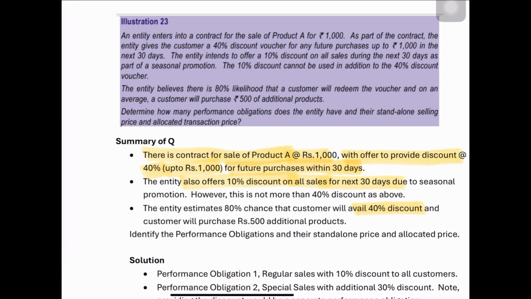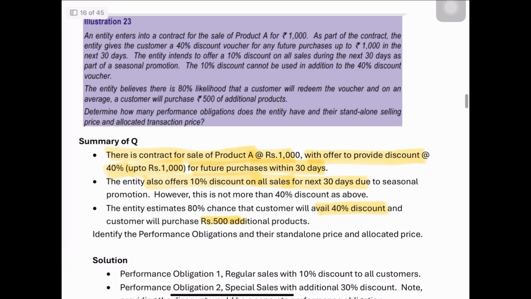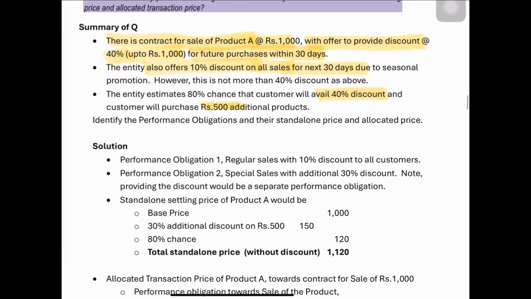And here the entity estimates that there is an 80% chance that the customer will avail the 40% discount, which means they will come back and repurchase from the entity up to 500 rupees. So the initial purchase is 1000 and the repeated order is estimated to be 500 rupees. So here we'll have to see how many performance obligations are there.